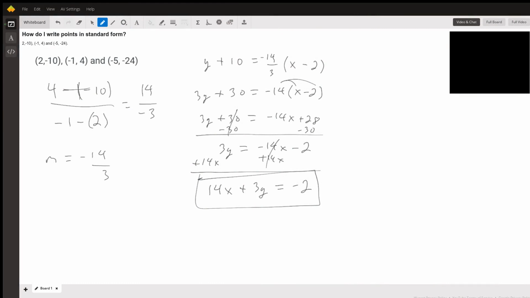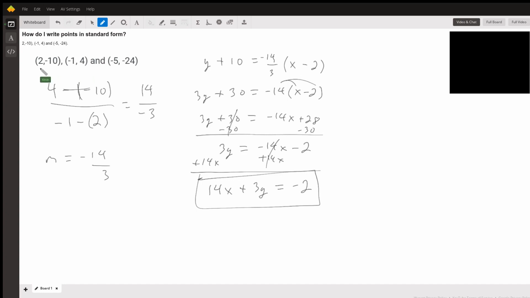So taking a look at this question, first off, if you're looking for the standard form of coordinate points, technically what you have here is already points that are in standard form. However, I'm assuming that you're looking for the linear equation given these points in standard form, so that's kind of what I solved for here.